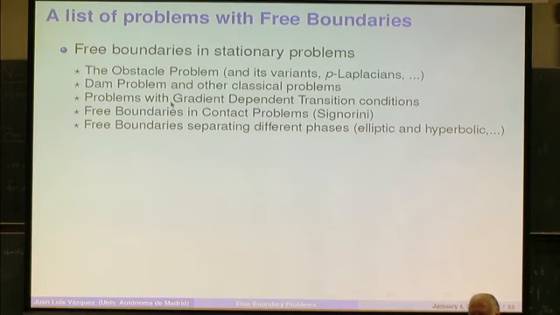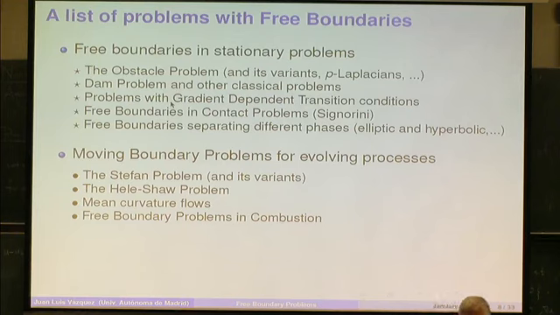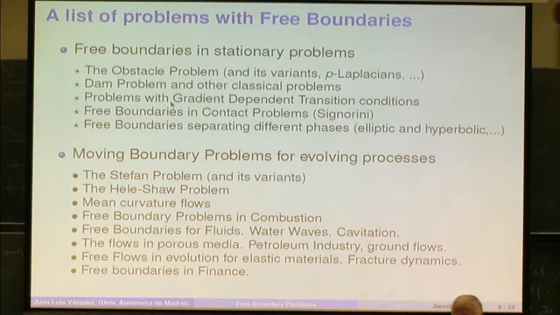And then there are the problems with gradient-dependent transition conditions, free boundaries in contact problems, the Signorini problem, for instance, and free boundaries separating different phases. For instance, one of the phases has an elliptic equation, and the other has hyperbolic or parabolic conditions. How do you put the two phases together? And this is important. Now, in the case of moving free boundary problems, probably what was considered historically the king of moving boundary problems was the Stefan problem, which is the melting of ice in water. And then there is the Hele-Shaw problem, which is electrowetting in some sense. A very interesting problem.